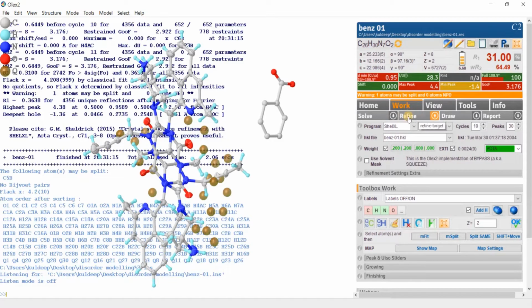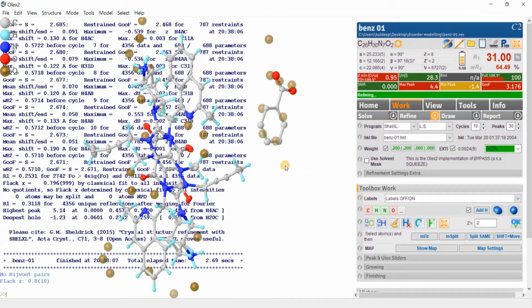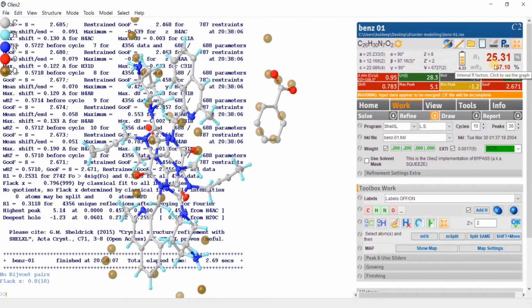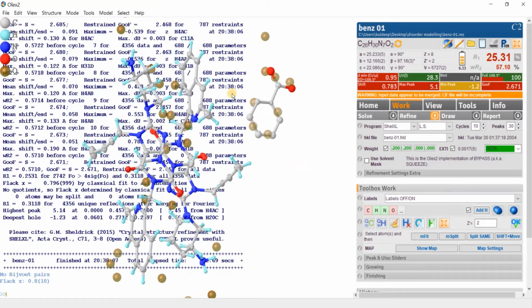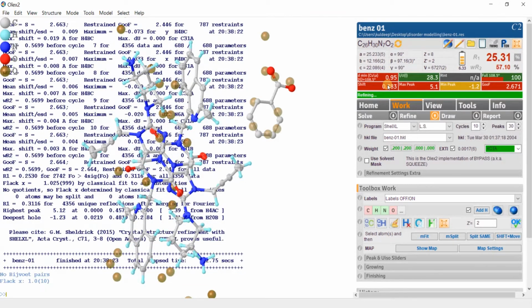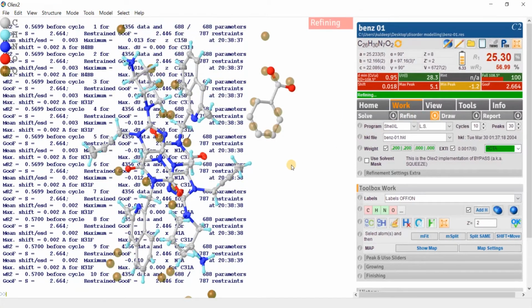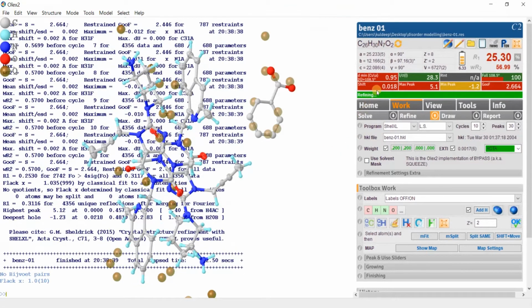For the refinement program, I am using SHELXL, 10 cycles and 30 CGLS. Refine, and it will refine the atoms. And the R factor dropped from 31% to 25%. And this is the benzoate molecule. Refine one more time, so the shift gets stabilized to almost 0. Yes, it's going to stabilize. Yes, now it's settled very nicely.